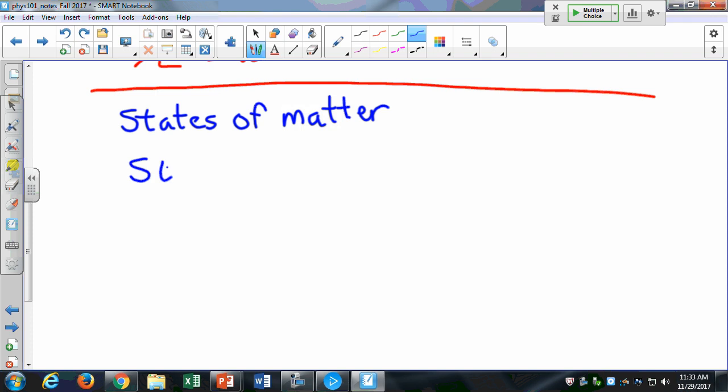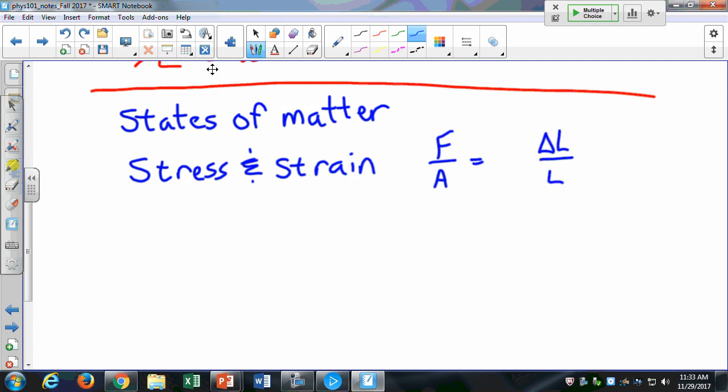Stress and strain. If I apply a stress, that's F over A, that's our stress. If I apply a stress to a material, it causes a strain. Strain is delta L over L, and that's related by the Young's modulus. Okay? We had some calculations. You'll probably have to do a calculation for that. You will have to do a calculation for that.